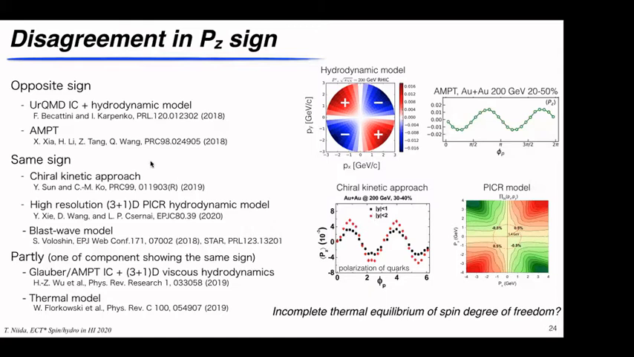But many of the models assume local thermal equilibrium, while, for example, the chiral kinetic approach doesn't. So it might be related to the incomplete thermal equilibrium of the spin degree of freedom, because longitudinal polarization, if it's coming from the elliptic flow, probably develops at a later time compared to the global polarization, which comes from the initial angular momentum.